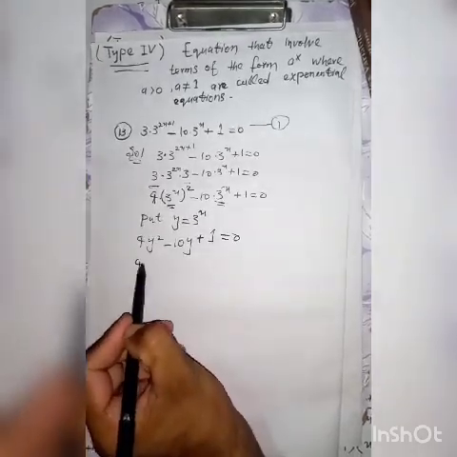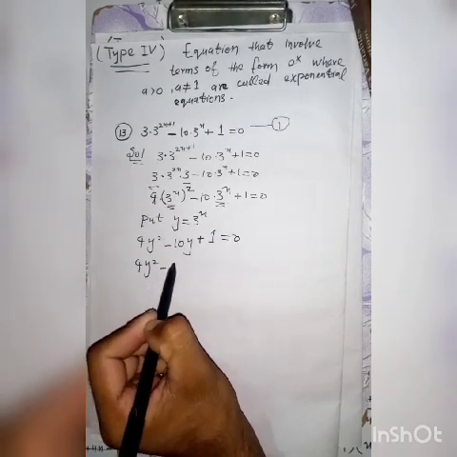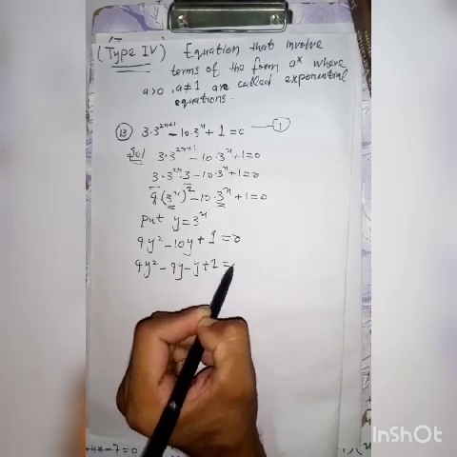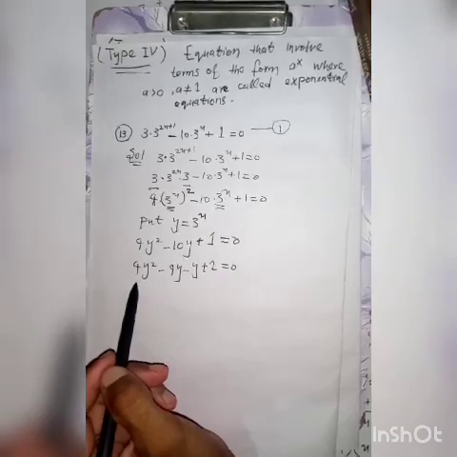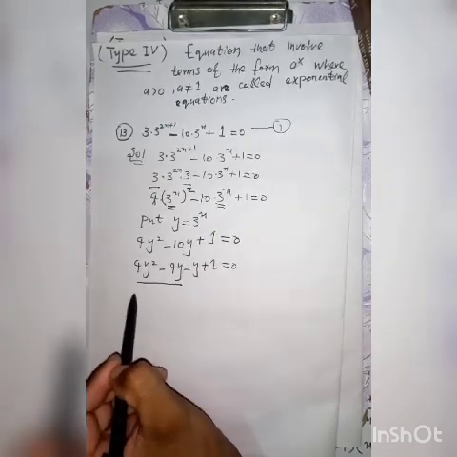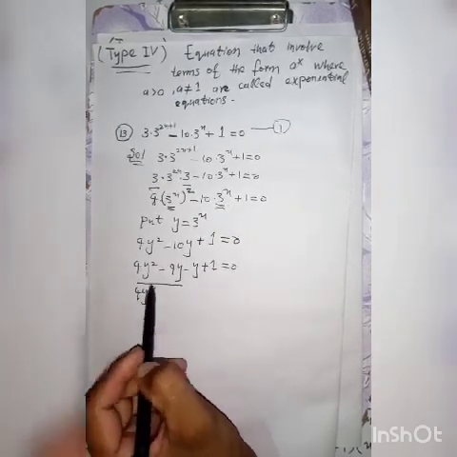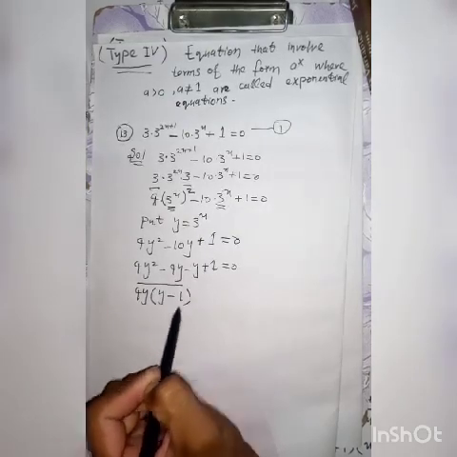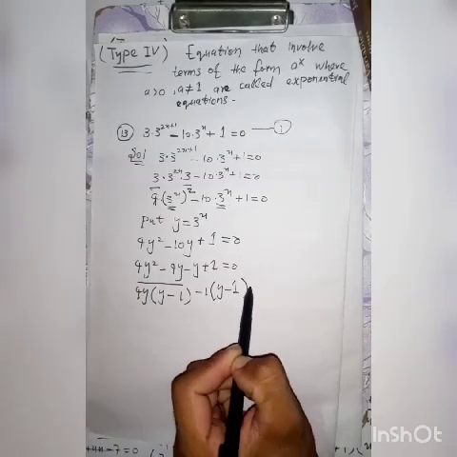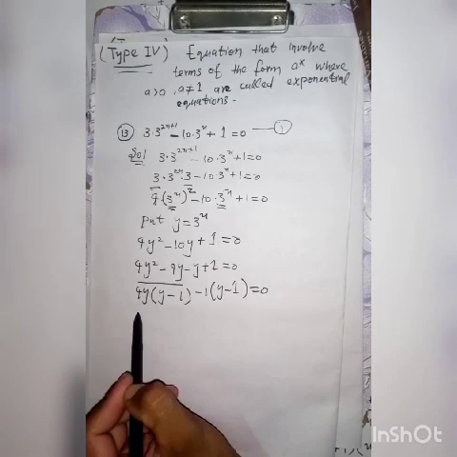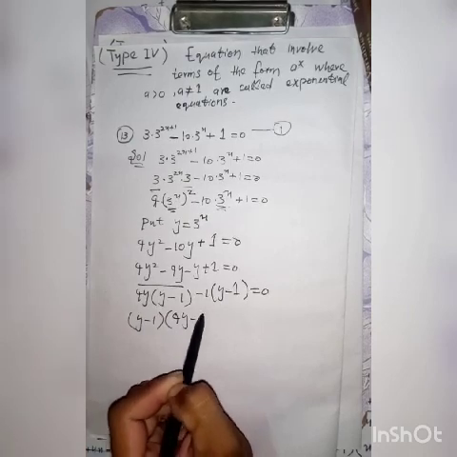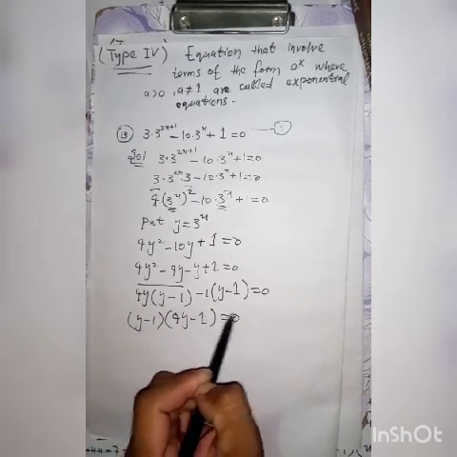So we write 9y squared minus 9y minus y plus 1 is equal to 0. This is simply solved by the factorization method. Here we can take 9y as a common factor, so we get y minus 1, and if we take minus 1 from the rest, we get 9y minus 1. So (y minus 1)(9y minus 1) is equal to 0.